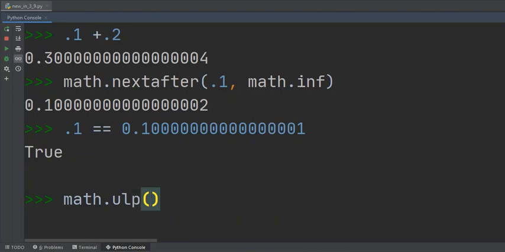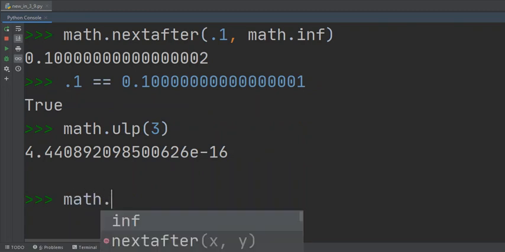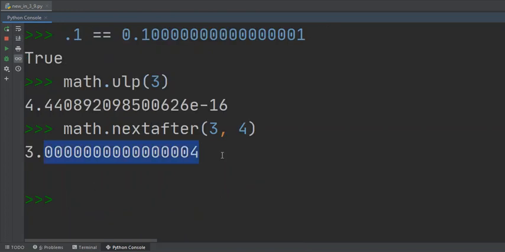So what about math.ulp, the unit of least precision, so to speak? This takes as its argument just one number, and it will return the distance between the number you give it and the next floating point number. So to go back to our example of 3, you see it returns this bad boy right here, 4.4 and change times 10 to the negative 16. And I know what you're thinking, hey, we just did it with math.nextafter, and it was something much cleaner, 3.0004, or whatever.